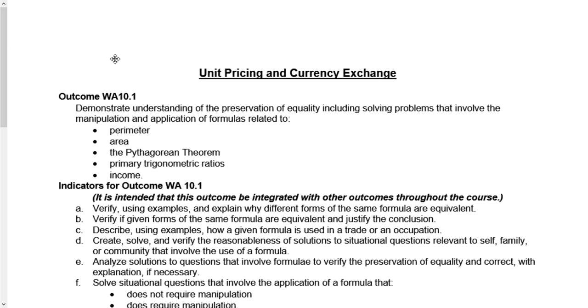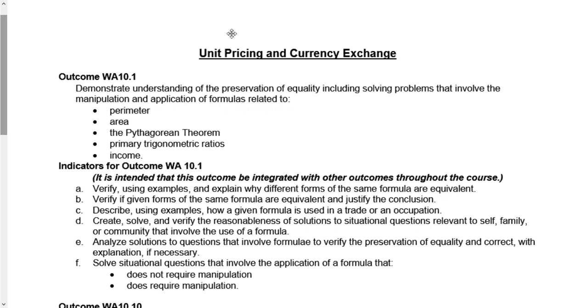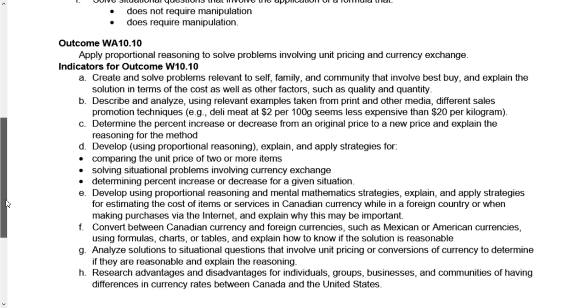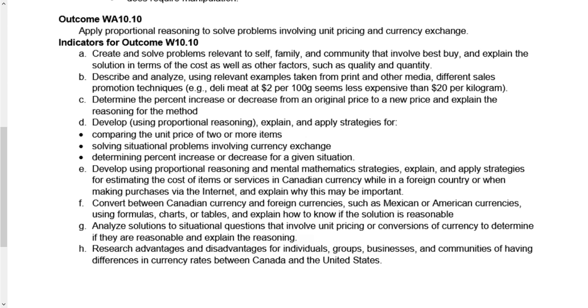All right, so we start our new unit talking about unit pricing and the currency exchange. Now, the currency exchange will be the part that will come in right after, but we're going to talk about a lot of the unit pricing and bring back a whole bunch of proportions. Within this unit, we have two primary outcomes. The main one is a lot of stuff around the preservation of equality, so we'll talk about that. We'll solve some problems, as well as talk about unit pricing and currency exchange.